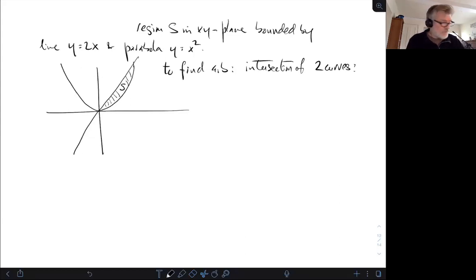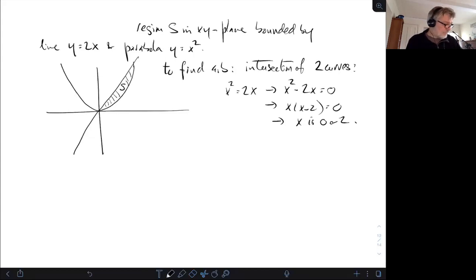Okay, so this one is not too hard. x squared equals 2x, so x squared minus 2x is 0. x times (x minus 2) is 0, so the solutions are 0 and 2. Right? So we've got our a and b. a is 0, b is 2.